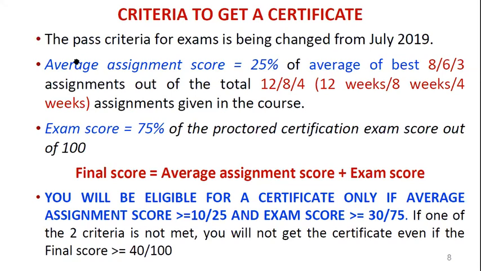Now the minimum criteria to pass the exam or to get the certificate. First, average assignment score equals 25 percentage of the average of best assignments. See how many best assignments will be considered. Here three categories are there: best 8 assignments, best 6 assignments, best 3 assignments. If it is a 12 assignment combination, best 8 will be taken. If it is 8 assignments, best 6 will be taken. If it is 4 assignments, then best 3 will be taken.